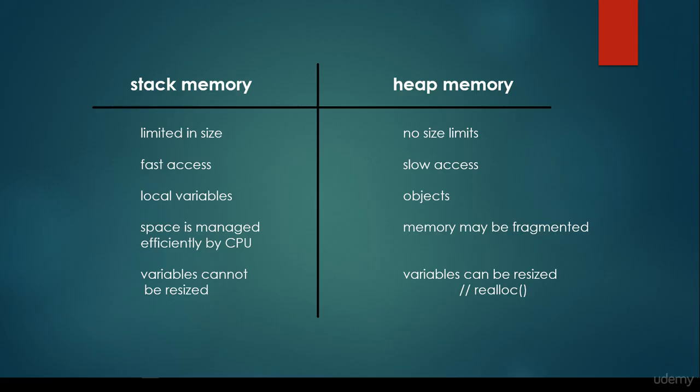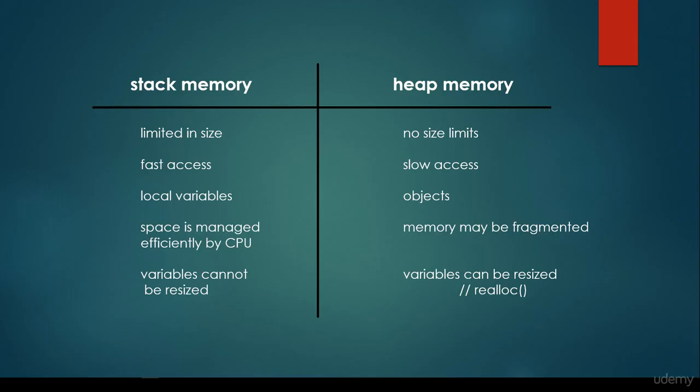But I think that it's good to know something about stack memory and heap memory. The stack memory is limited in size. For heap memory, there are no size limits. On the other hand, stack memory is quite fast. Heap memory is slow, so basically there's a huge trade-off between running time and memory complexity in the sense that stack memory is limited in size, but on the other hand it is fast. Heap memory has no limits, but it's quite slow.